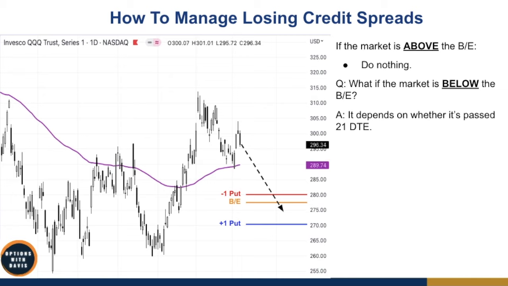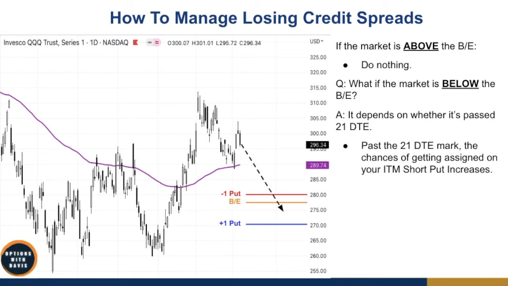There are two reasons why we want to use 21 days to expiration as a marker to decide whether we're going to do anything or not. The first reason is that when you pass the 21 days to expiration mark, the chances of getting assigned on your in the money short put increases. Remember, if the market starts to go below your short put strike, there is always a chance of an early assignment. Early assignment means that the buyer of the put option will exercise their option, and then you will be put 100 shares at $280. That means you will have to fork out a capital of $28,000 to hold on to this position.